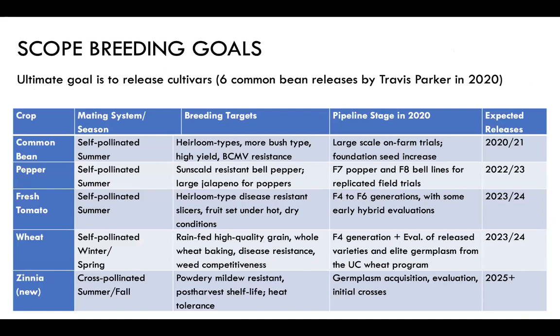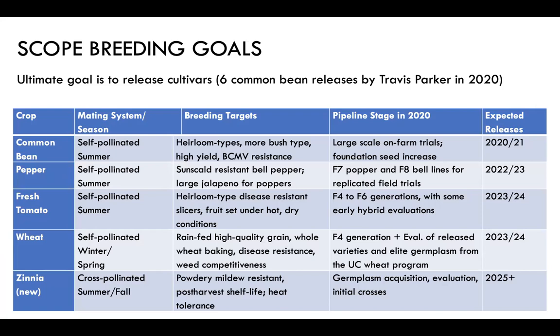For the new project, we have a number of crops that have timelines laid out, breeding targets, and so on. And the ultimate goal is to release cultivars. I mentioned the ones released by Travis Parker and Bean earlier in the talk. These came out last year, and one of them will be out this year.